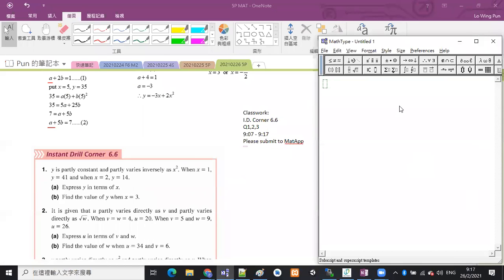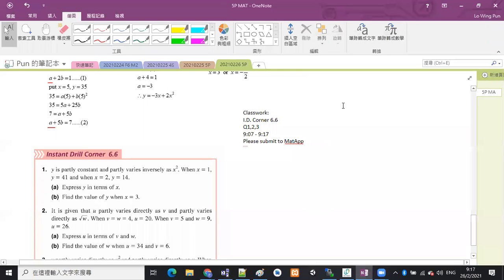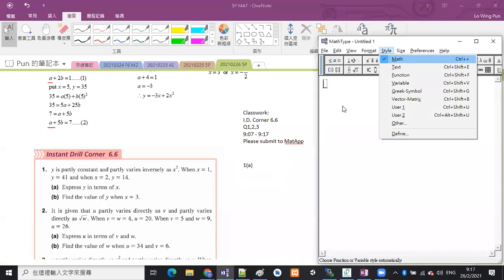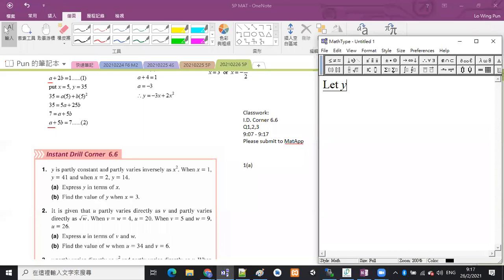Okay, let's check the answers. So number one, y is partly constant and partly varies inversely as x squared. Okay, so 1a. We will let y be two parts. The first part is a constant, just an a. And then the second part varies inversely as x squared. Inversely will be over x squared. Okay, and we are going to use another unknown b to over x squared. Okay, and then where a and b are not equal to 0. So that is the first mark.